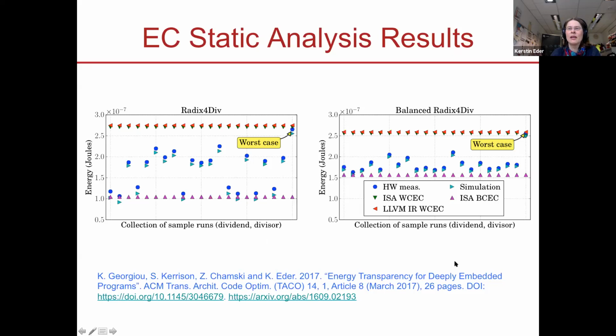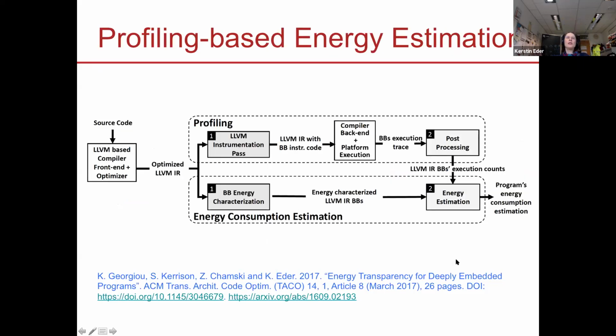Okay, now I also said that profiling-based estimation can be used, and based on what we've seen so far, that's really easy. For profiling, we use the source code, push it through the compiler and the optimizer, and get our optimized LLVM IR. Then we go through two different paths: the energy consumption estimation and the profiling, right?